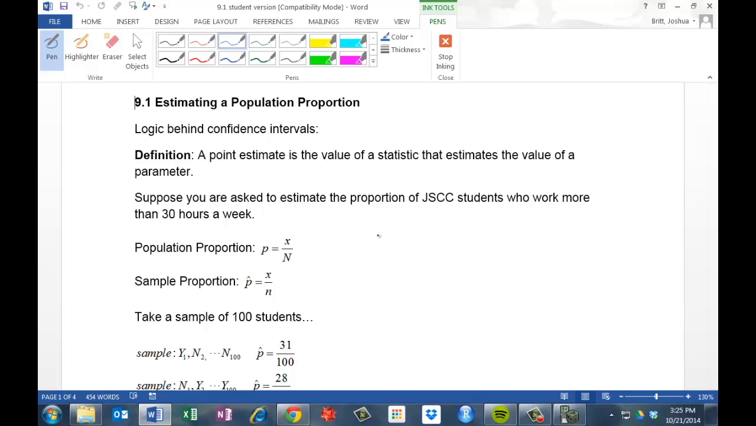Well, if we assume that the population, capital N, of Jackson State is roughly 4,000, then we would have to survey all 4,000 students. Instead of doing that, let's take a sample of maybe 100. This value down here, the sample proportion, is what we call a statistic. And this statistic estimates the true value.